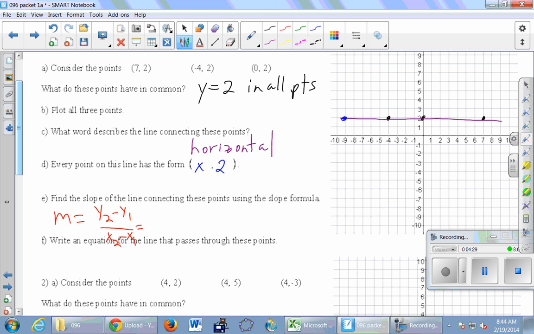And we have 3 points up here to pick from. I'm just going to arbitrarily choose the first 2. So let's go ahead and do the change in y over the change in x. To find the change in y, what am I subtracting? 2 minus 2 over negative 4 minus 7. It's okay if you said that in the other order.